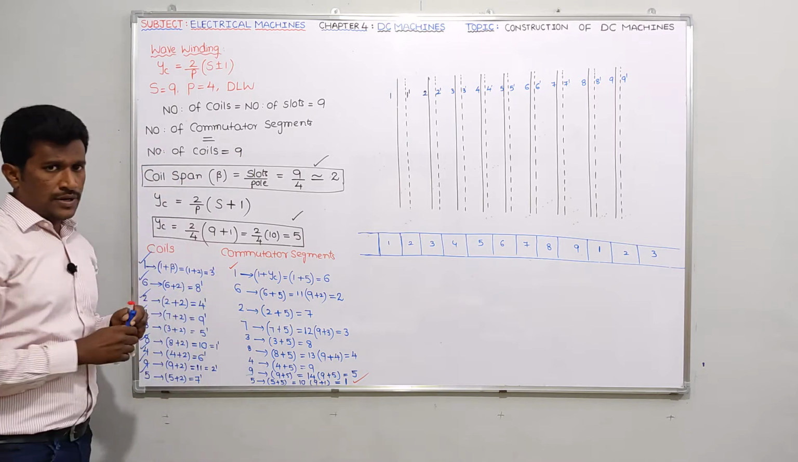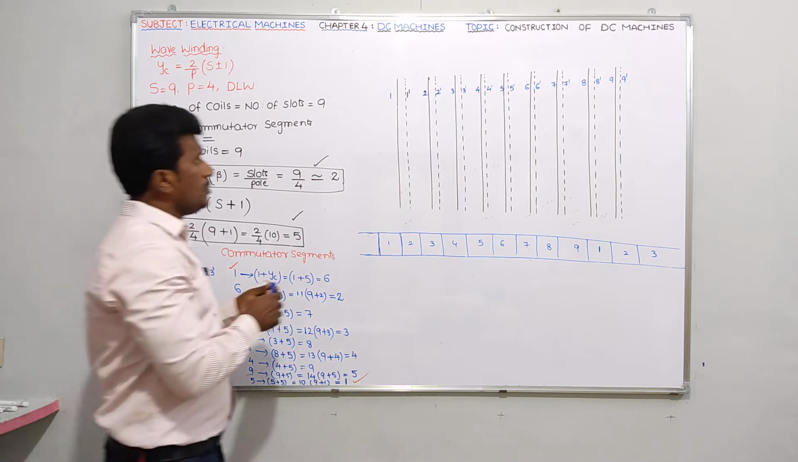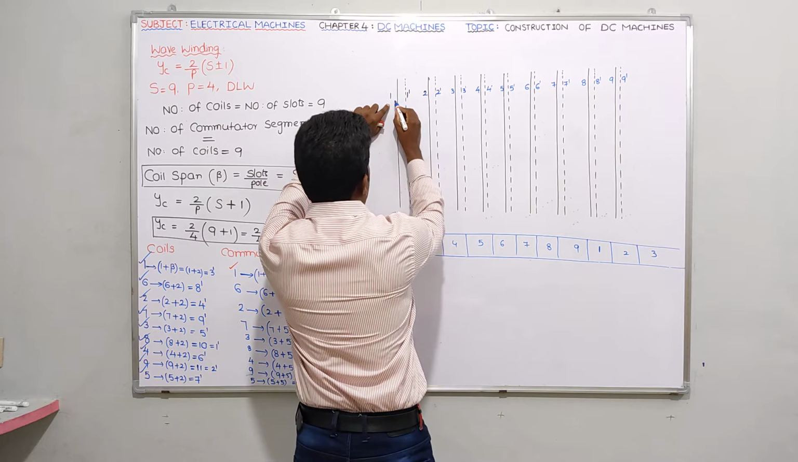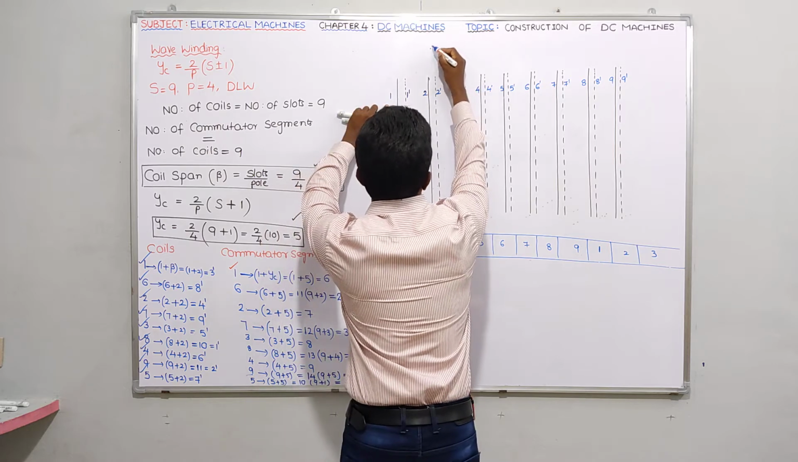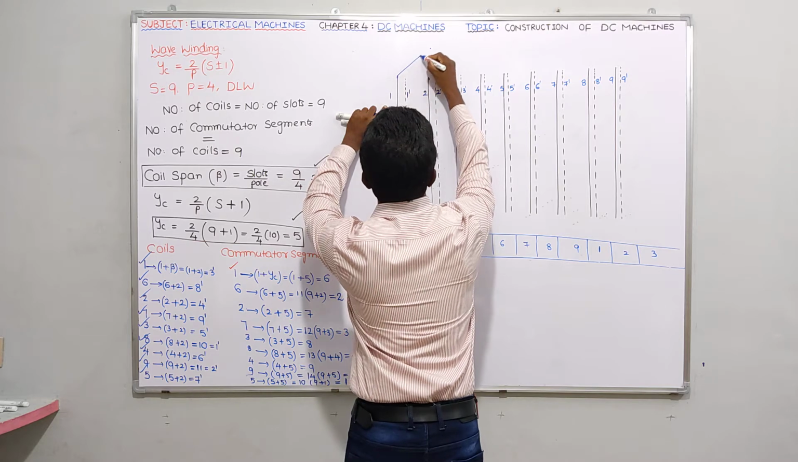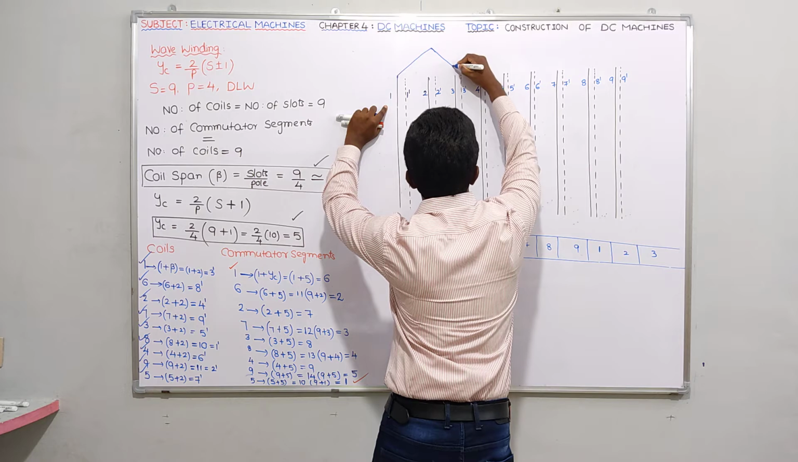So tell me guys, first of all, 1 3 dash is the coil, right? 1 3 dash is the coil. So 1 3 dash means nothing but one conductor here, and 3 dash means this one. 1 3 dash is a coil.